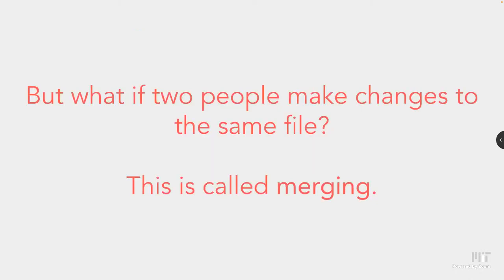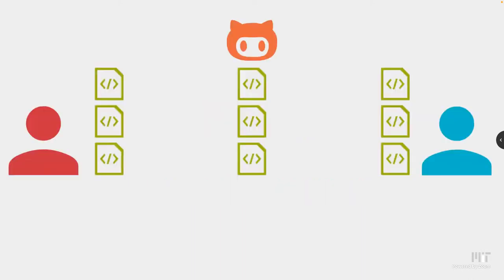So what about the scenario where 2 people make changes to the same file? What if Ben and Alice want to work on the same file? This is called merging. So let's have a scenario again where Ben and Alice have 3 files each, and the server has the same 3 files. Alice makes a change to one of the files. She's going to commit and push, and the server is going to have all the most up-to-date changes.